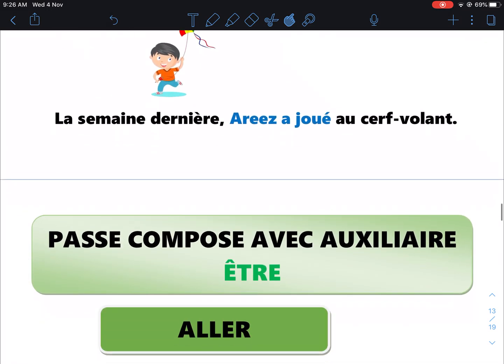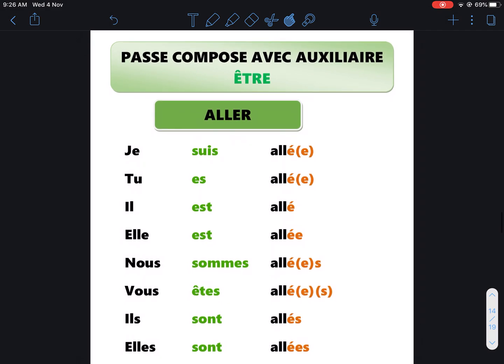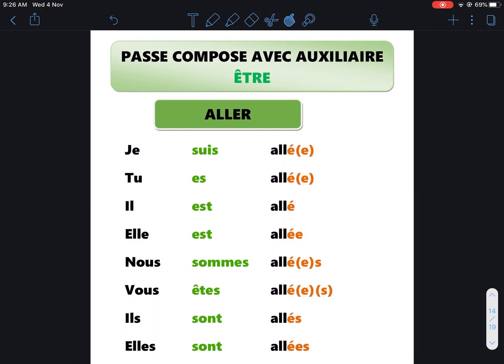Now, let's look at passé composé with auxiliaire être. This is être, not avoir. So here we have passé composé from the 14 verbs, which use auxiliary être, and we choose the verb aller here to show you how it is conjugated. Now, the only difference from just now is that you need to add endings to it, like e and s. Can you see that? You add endings to the verb aller. I'm going to explain this later.